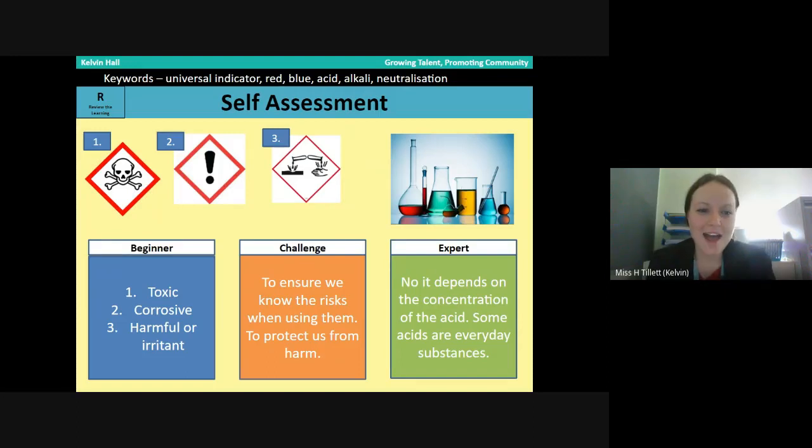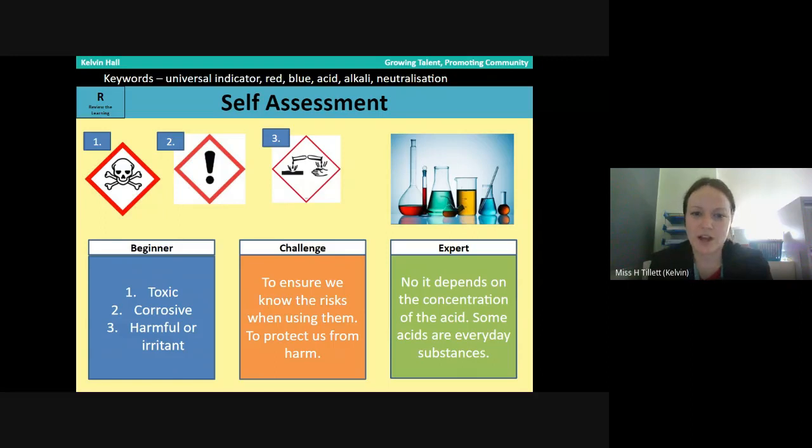So the first symbol that you see with the skull and crossbones, that one is the most harmful out of the 3. So this symbol is meaning toxic. Now, why are we looking at these? Because when we use chemicals at Kelvin, our chemicals need to be labelled with these symbols to tell us how dangerous something is. So if something is labelled with that, it means it is toxic, so it could potentially cause death if we use it or if we use it incorrectly.